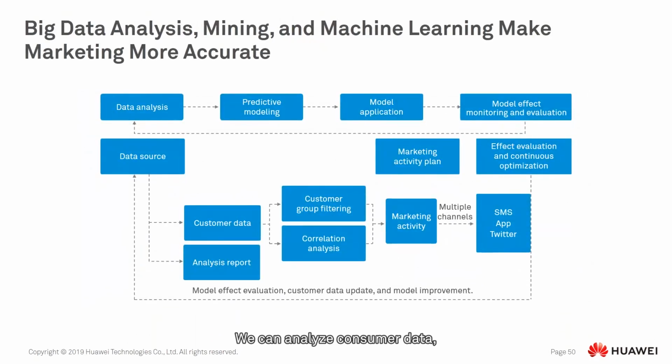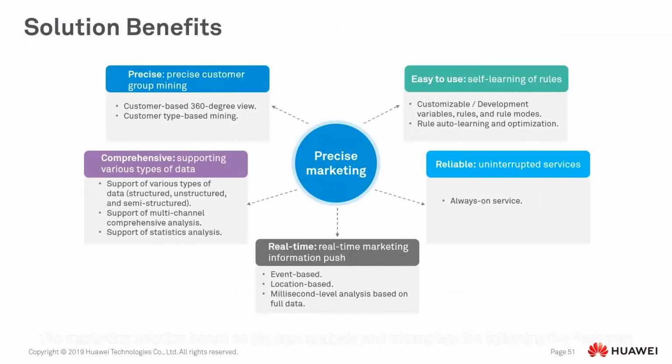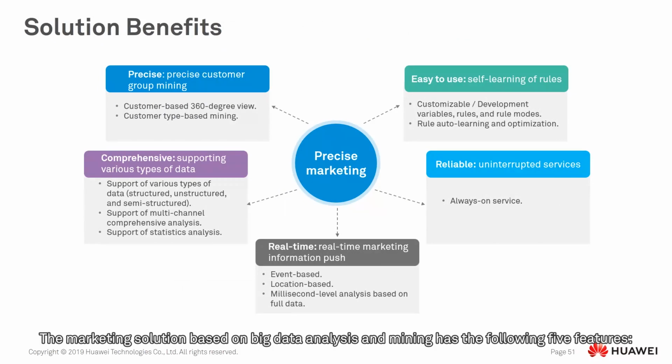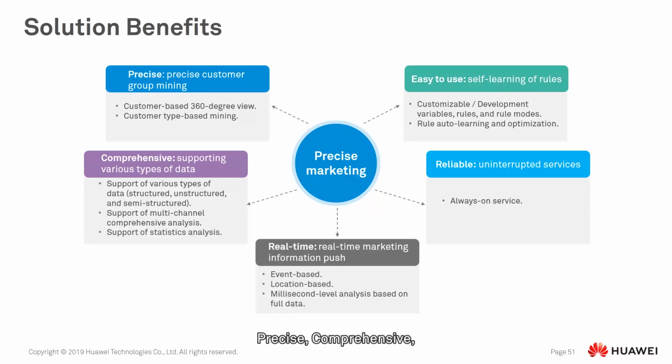We can analyze consumer data, generating analysis report. Based on this, we can filter customer group, make correlation analysis, create different marketing activities for different customers through SMS or app or Twitter, thereby realizing precision marketing. The marketing solution based on big data analysis and mining has the following 5 features: precise, comprehensive, real-time, reliable, and easy to use.